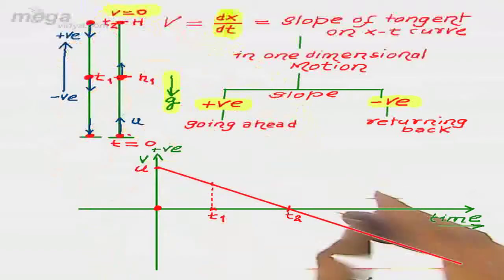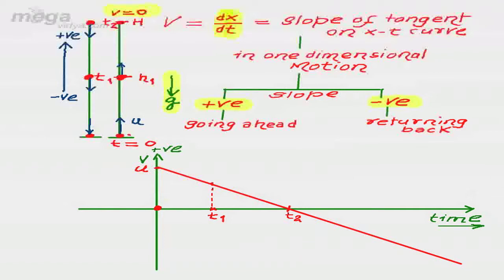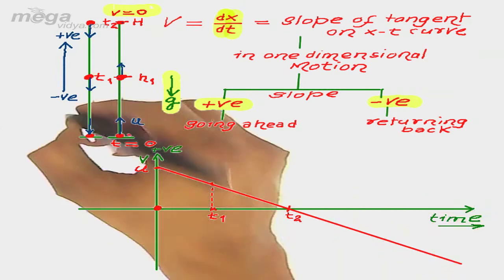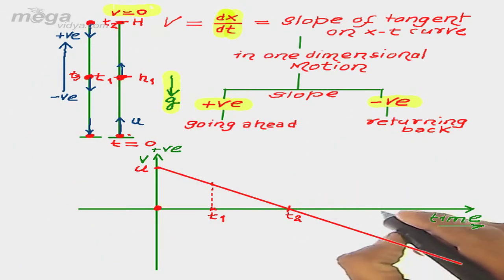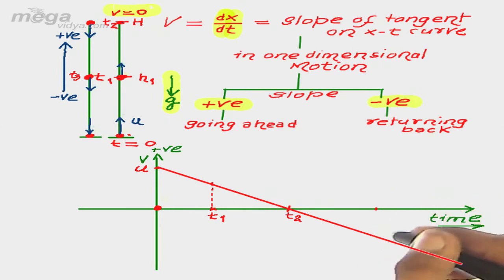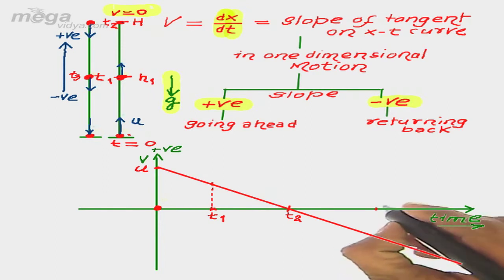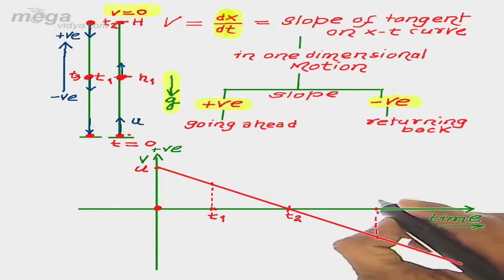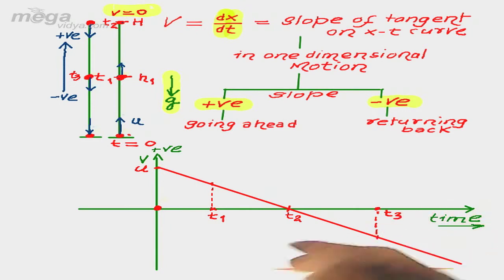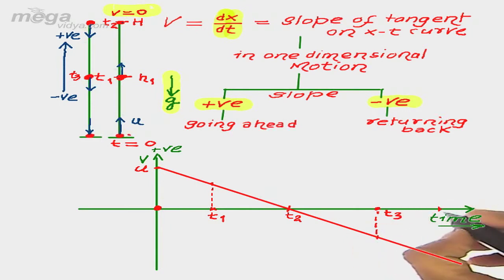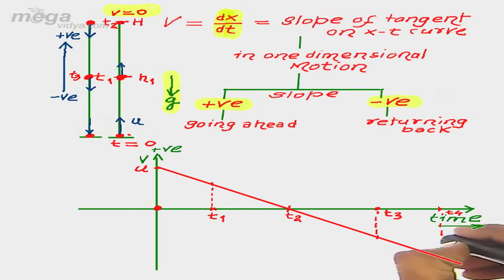Now, after time t2, as time never decreases, I am continuing its negative motion on the same curve for the larger times. At some other time, say t3, the particle reaches the same height h1 at which it was first at time t1. So I am drawing this corresponding time t3 here. Say after completion of time t4, the particle reaches back to its initial position.